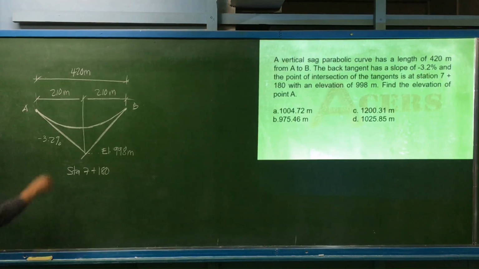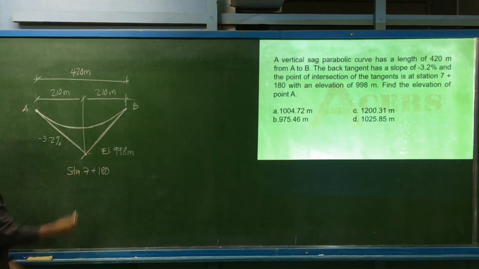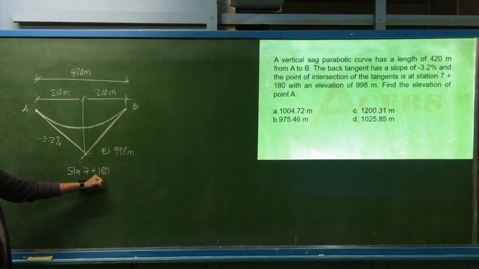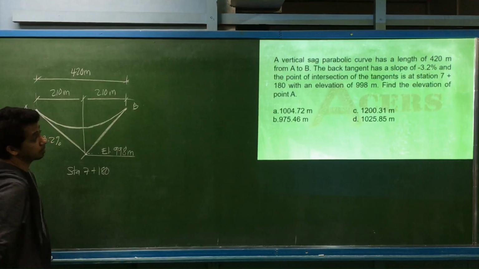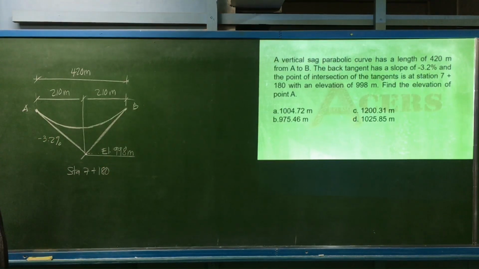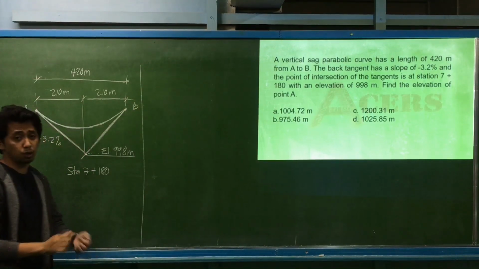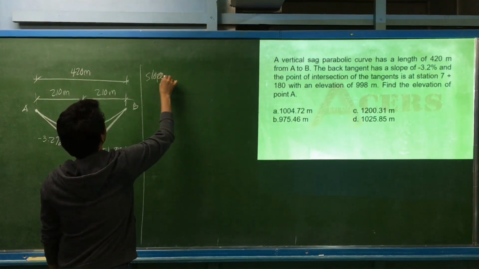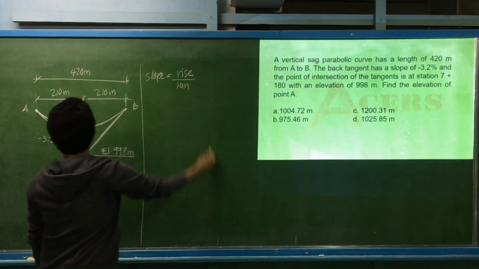The point of intersection of the tangents, the tangent from PC and the tangent from PT, is at station 7 plus 180, and the elevation of the point of intersection is 998 meters. Find the elevation of point A. When it comes to a vertical parabolic curve, always think of it as a slope. What is the concept of slope? That is basically rise over run.